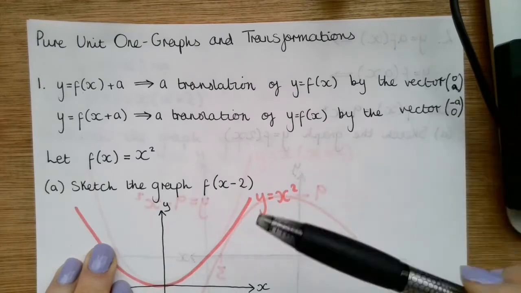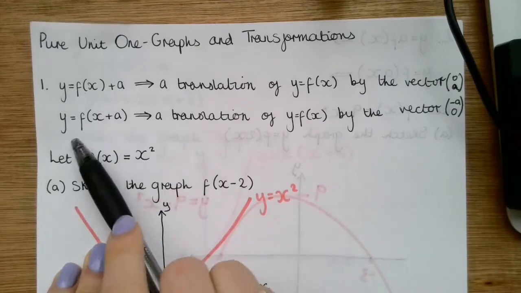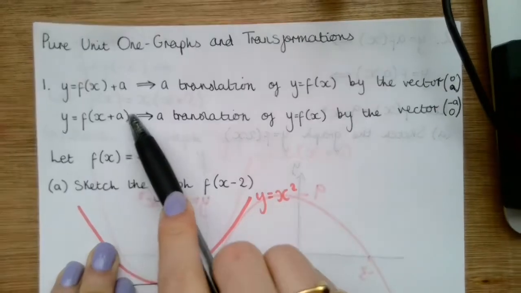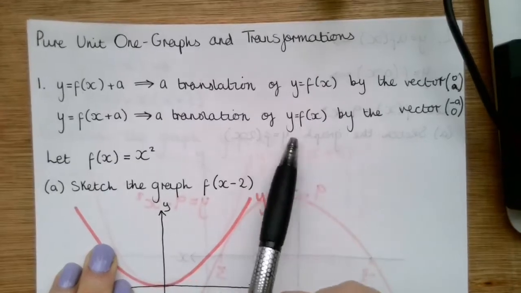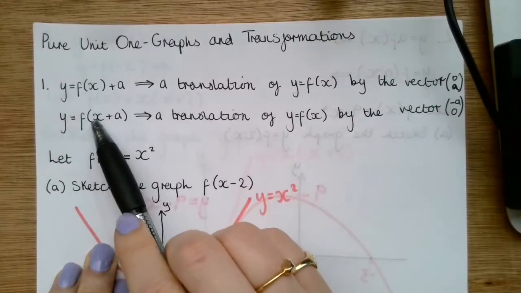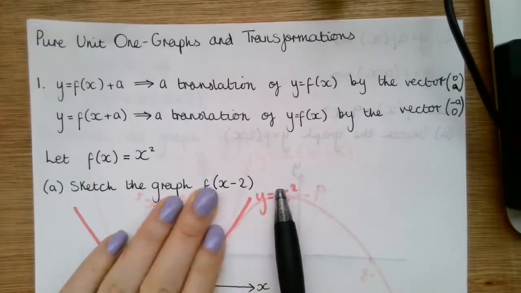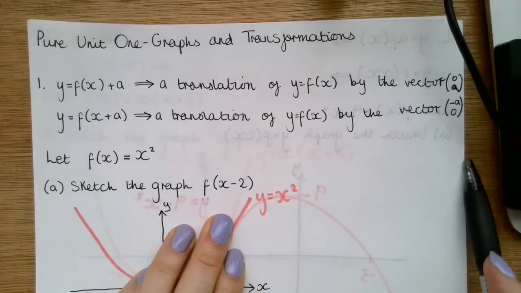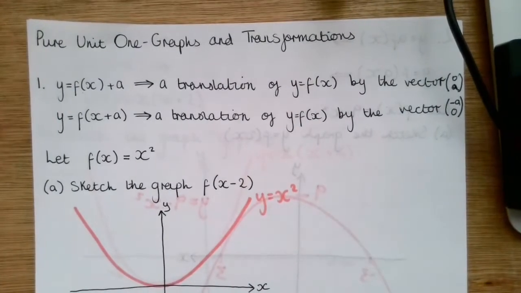If this a is positive, the graph moves up. If it's negative, the graph translates downwards. We're also going to look at the transformation of y equals f(x + a), where the plus a is inside the bracket of the function. Now this is a translation of the graph y equals f(x) by the vector (-a, 0). So if we've got, for example, plus 2 here, then our graph would move 2 to the left. If we've got minus 2 here, we'd move 2 to the right. So we're taking the opposite direction to the number given inside the bracket.